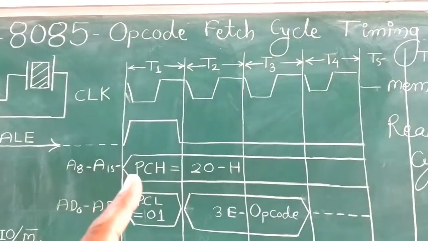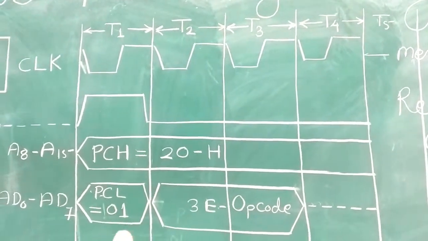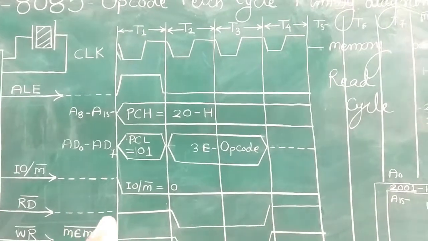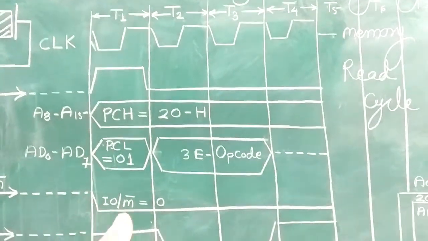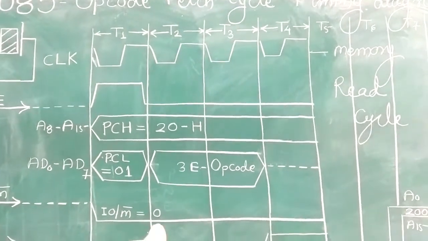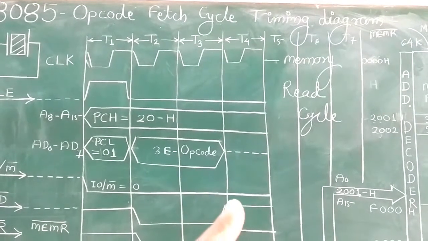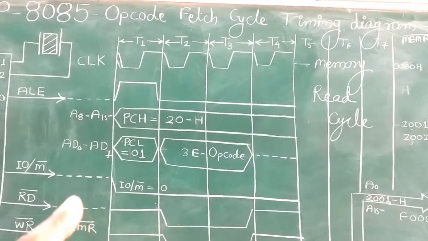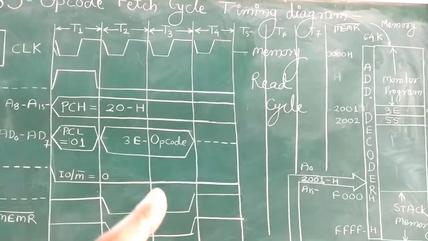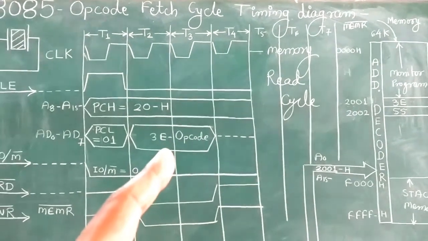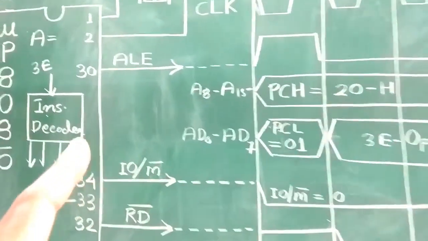Now the higher order address bus A8 to A15 will be loaded by the higher address. Say we have taken 20, lower address 01. Whenever the memory is activated with the help of the IO/M bar signal, the IO/M bar signal is low from the start during this opcode fetch cycle, and whenever RD bar is activated during T2 and T3, with RD bar and IO/M bar, the memory read signal is generated during T2 and T3. When this signal is generated, the opcode from the memory is fetched or loaded into the data bus, and ultimately it goes to the instruction decoder as we have already studied.